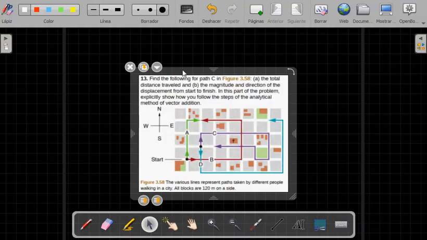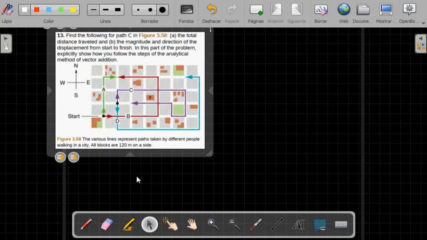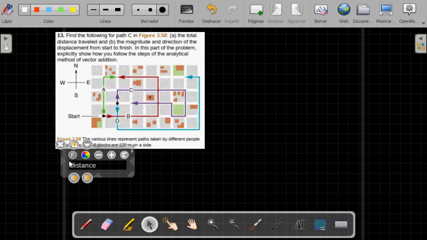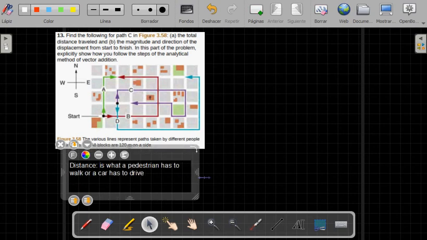There we have it, and let's start with the easiest part, the distance. Remember that in easy words, distance is what a pedestrian has to walk, or a car has to drive. Well, actually, it's the driver that drives, but you know what I mean.